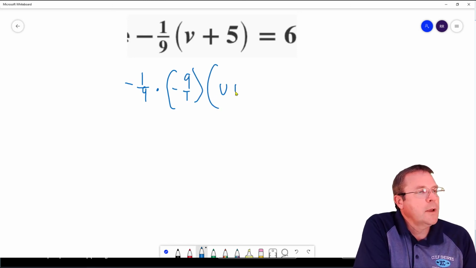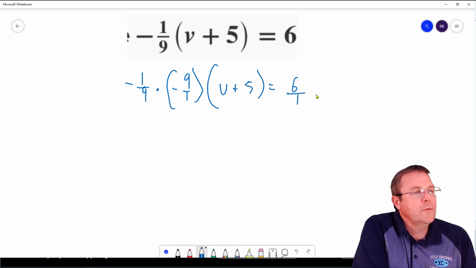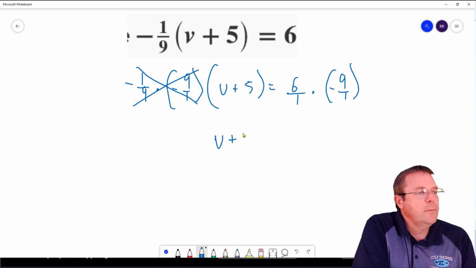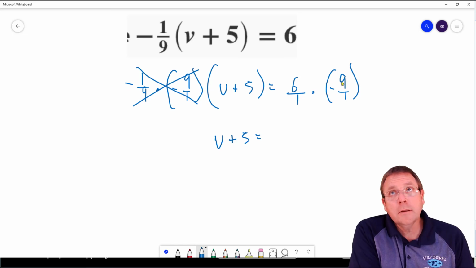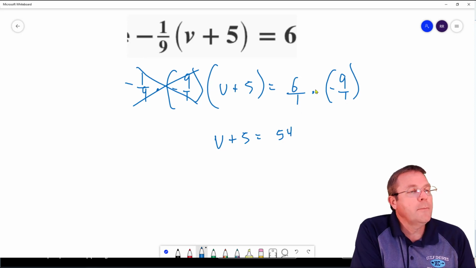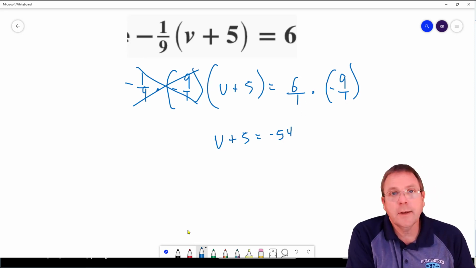That would be times v plus 5 on the left, and on the right, I'm going to have 6/1 times a -9/1. These are going to divide each other out, leaving v plus 5 is equal to 6 times 9, that is 54. 1 times 1 is 1, 54/1 is 54, and a positive times a negative, that's a negative.